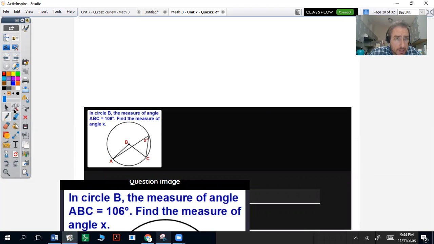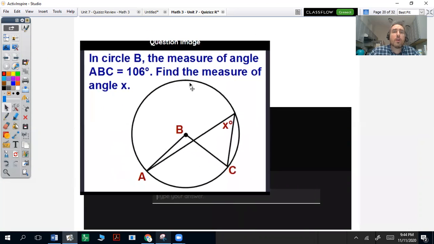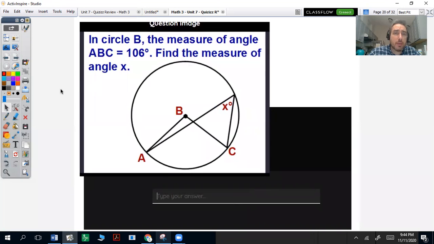Okay, let's make this picture a little bit bigger. We're given the measure of angle ABC. Find the measure of X. Again, think about this question in terms of inscribed angles. Pause it and try it on your own. We know that angle is 106. But notice that this angle here opens up to the same arc. So if that's 106, this is going to be half of 106. So you're just doing 106 divided by 2, and that'll be 53. All right, 53 degrees.